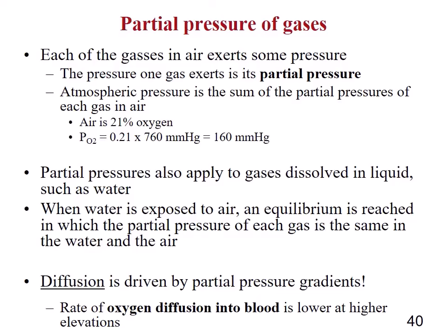So atmospheric pressure is the sum of the partial pressures of all the gases in air, and air is 21% oxygen, so the partial pressure of oxygen, or the PO2, is 0.21 times 760 millimeters of mercury, which is atmospheric pressure, and so you get 160 millimeters of mercury. Really, we can think of a gas's partial pressure as kind of like the concentration of that gas in the mixture of gases. Partial pressure also applies to gases dissolved in liquid like water.